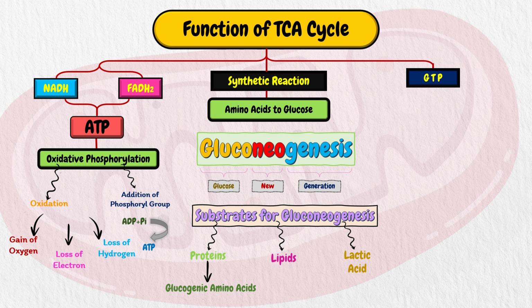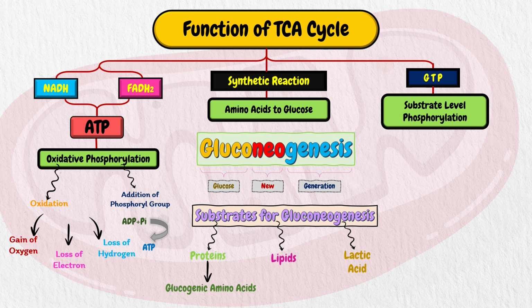Thirdly, the TCA cycle produces GTP, as a result of which substrate-level phosphorylation is carried out. In substrate-level phosphorylation, a phosphate group is transferred from the substrate to ADP or GDP, as you have seen in the Krebs cycle. The main difference between substrate-level phosphorylation and oxidative phosphorylation is that the phosphate group is directly transferred from the substrate to ADP to produce ATP, whereas in oxidative phosphorylation, the energy required for ATP synthesis comes from the oxidation of NADH and FADH2 in the electron transport chain.